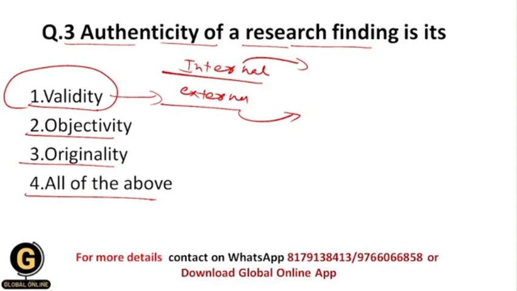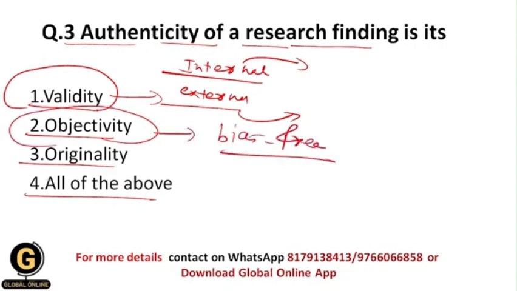Okay, now next is objectivity. Objectivity means bias free. Whatever you are doing is done fairly, and you have a proper objective behind it. Okay, and this is the authenticity of a research finding. Whenever you have objectivity in your research process, then ultimately you will include validity in it, and that's why validity is somehow a concept under the concept of objectivity, and that's why the authenticity of a research finding is its objectivity, and the correct answer to this question is 2. Okay, now what is originality?